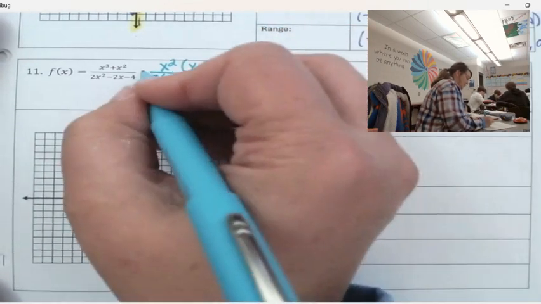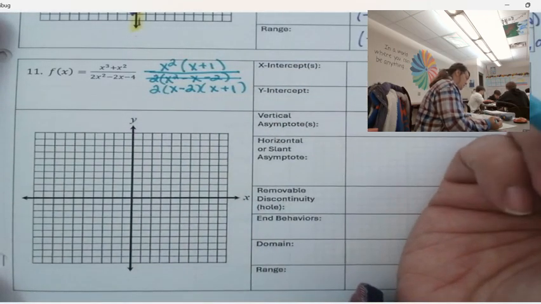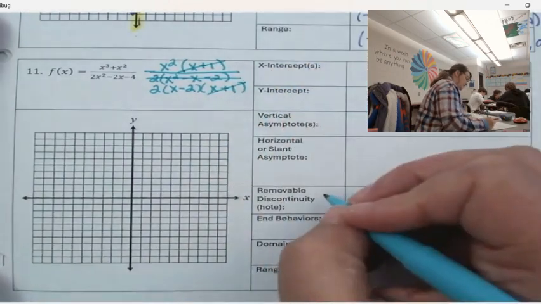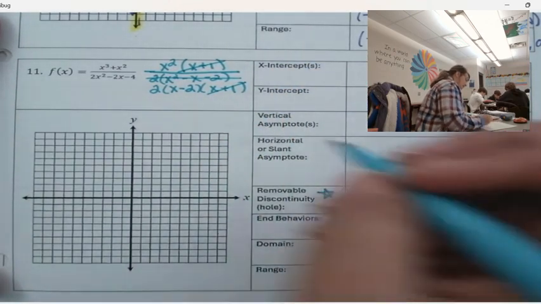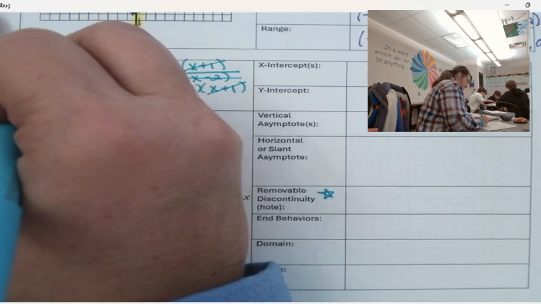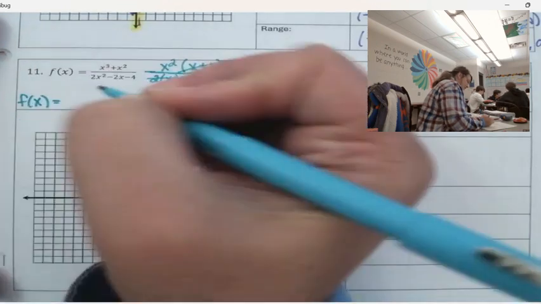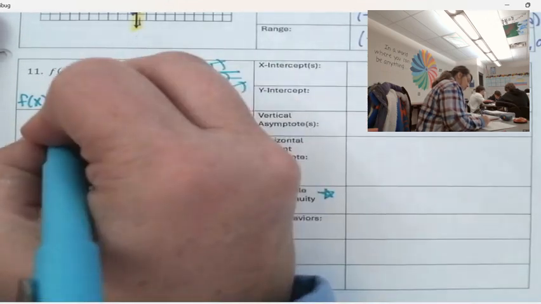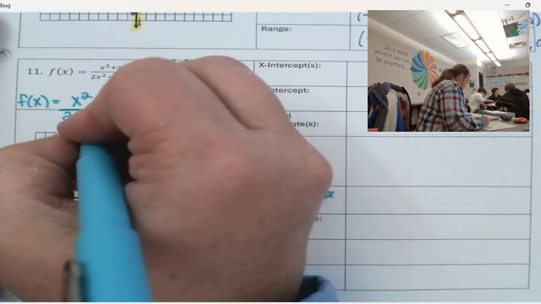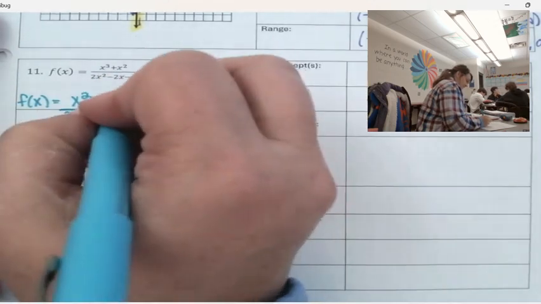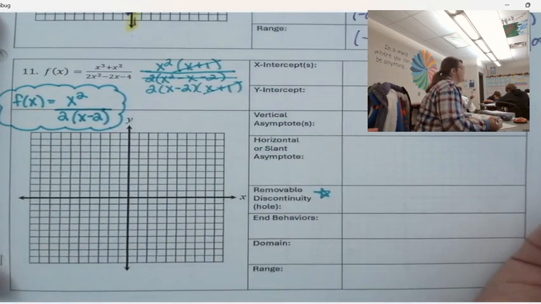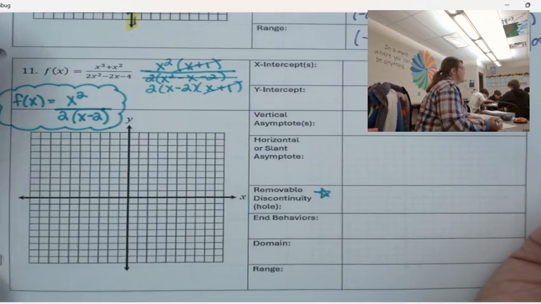Okay, so I'm not going to look at this guy anymore. So looks like my x plus 1s are going to cancel. That's where my hole is going to be. And my simplified function is x squared over 2x minus 2. Okay, so I simplified it.